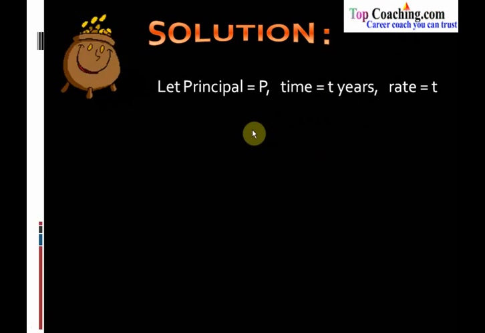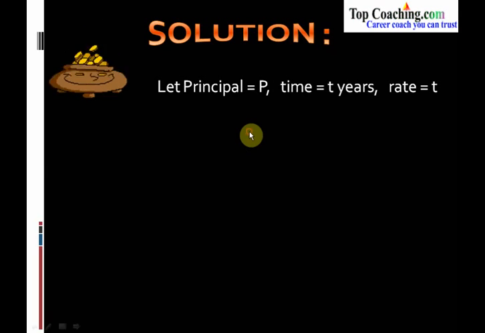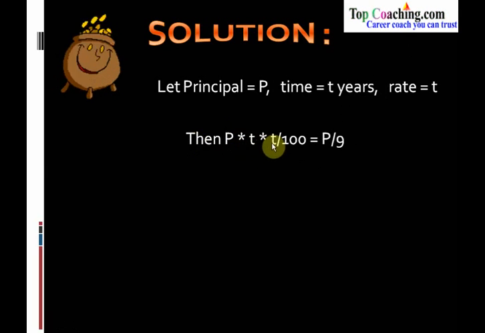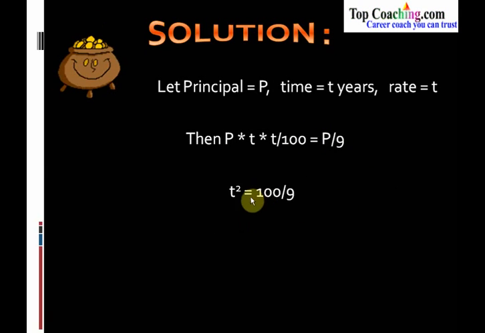Now the formula of simple interest is P into R into T divided by 100. But also simple interest is equal to 1/9 of P. So simple interest in this case becomes P by 9. Thus, P into T squared divided by 100 is equal to P by 9. P and P get cancelled, and what we get? T squared equal to 100 by 9. So we get the value of T squared equal to 100 by 9.